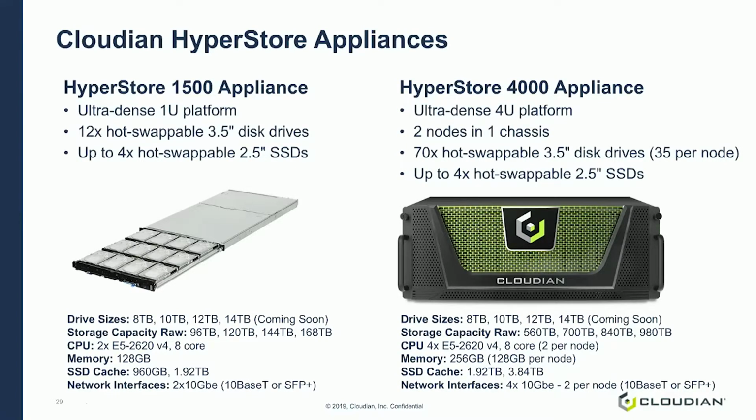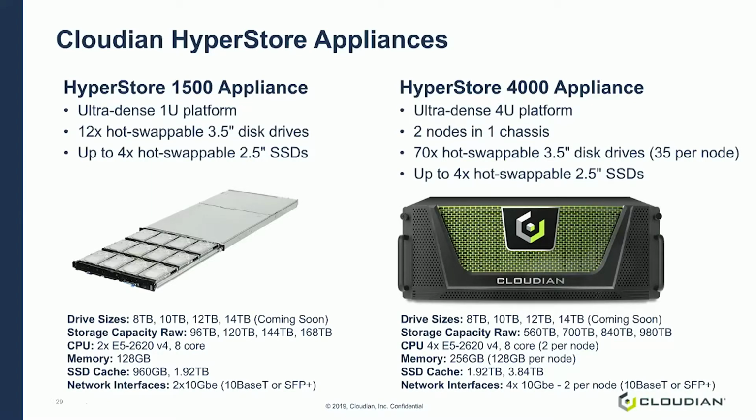We have a 1U appliance, the HSA 1500. This has 12 high-density disks that are used for the object storage, as well as a couple of mirrored SSD drives that we use for the operating system and the Cassandra database that we use for metadata. But other than that, it's just standard stuff.